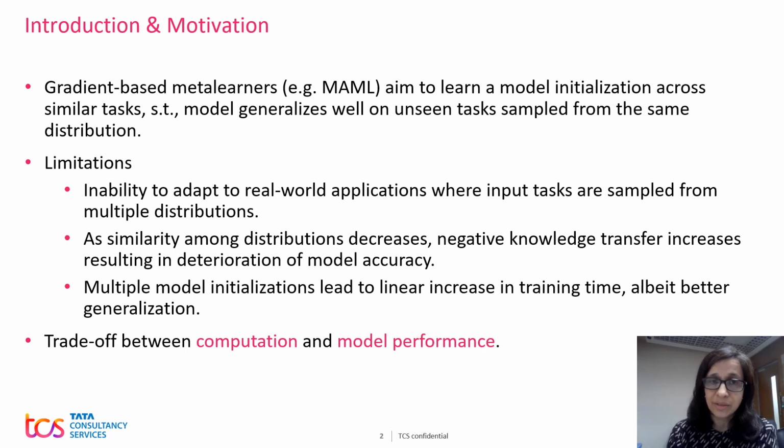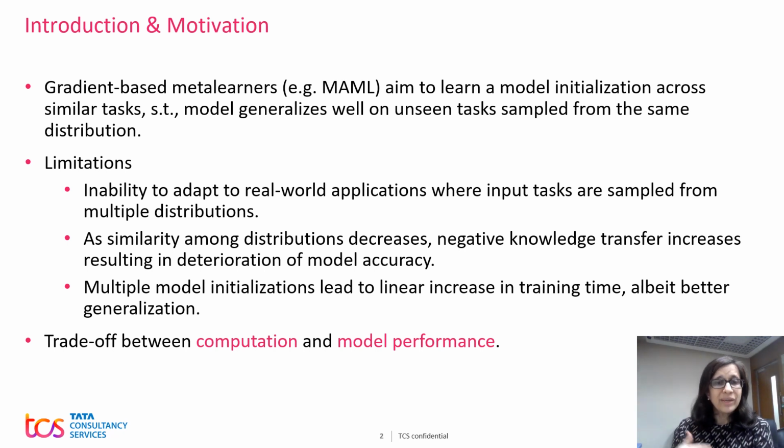initialization across similar tasks. That is, a model will generalize well on unseen tasks which are sampled from the same distribution. Some of the limitations here are that input tasks in real-world applications are sampled from multiple distributions, and as a result, the similarity amongst the distributions may decrease. This leads to a negative knowledge transfer, which ultimately leads to a deterioration in the model accuracy.